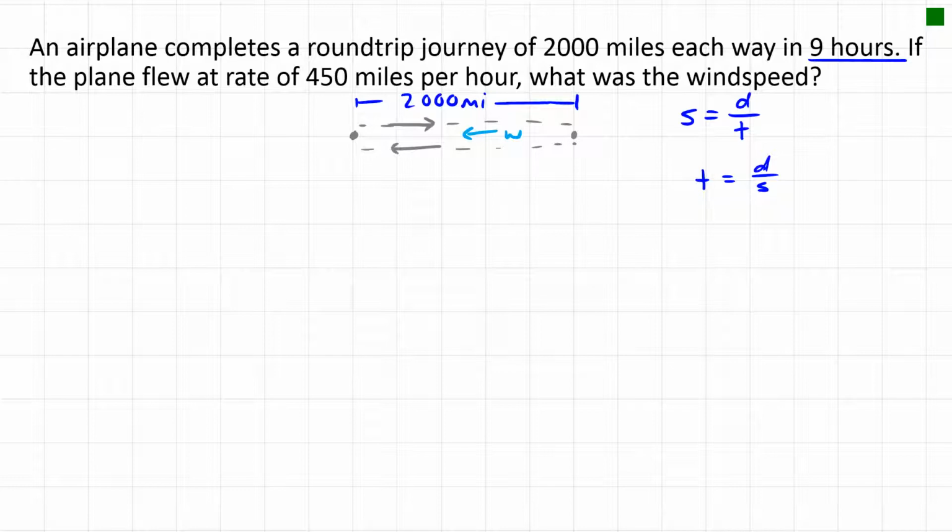And we don't know what time 1 and time 2 are. Sorry, I'm just going to rewrite this over here. Time 1 plus time 2 equals 9 hours. And we don't know what time 1 and time 2 are.